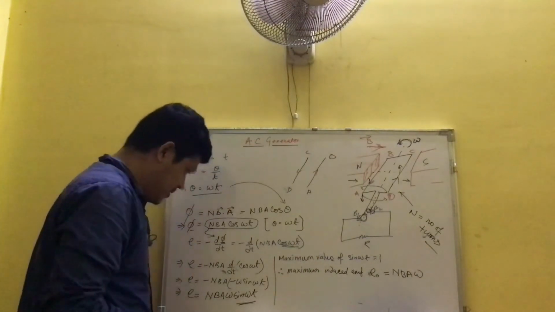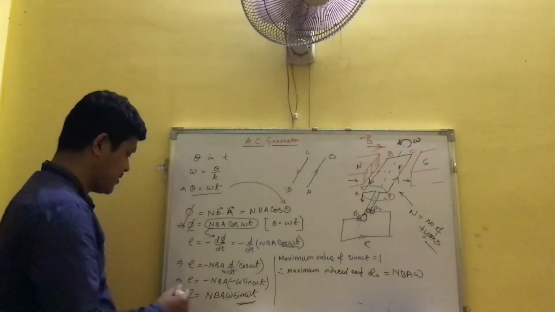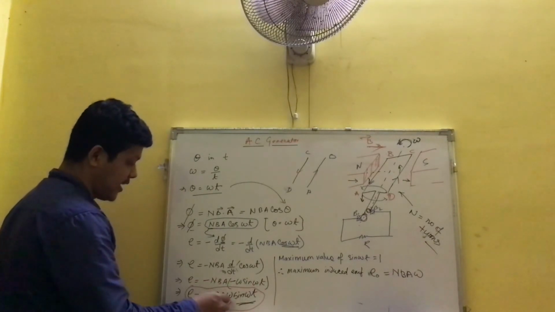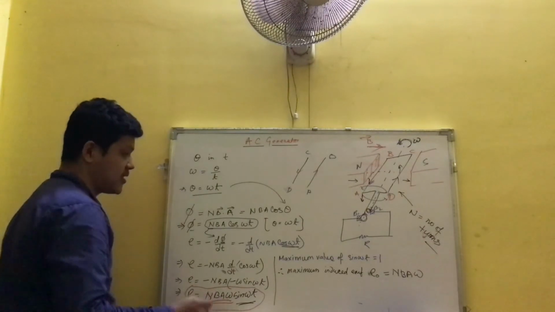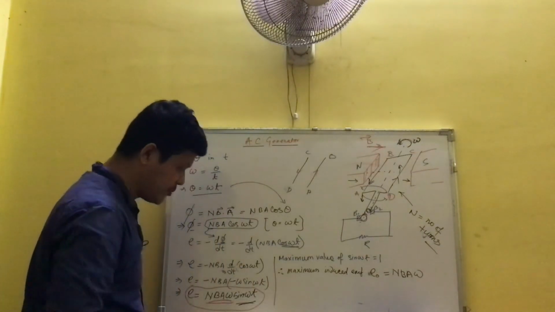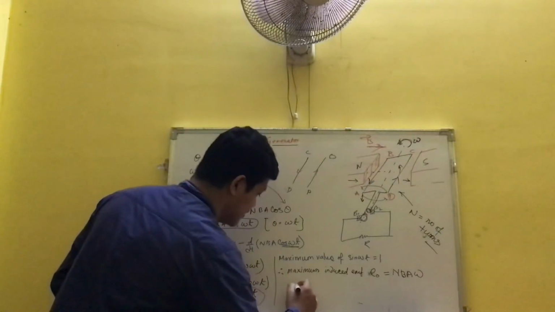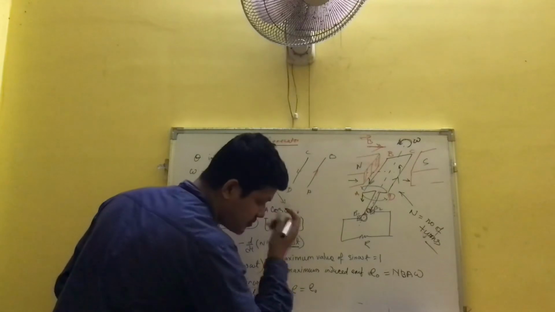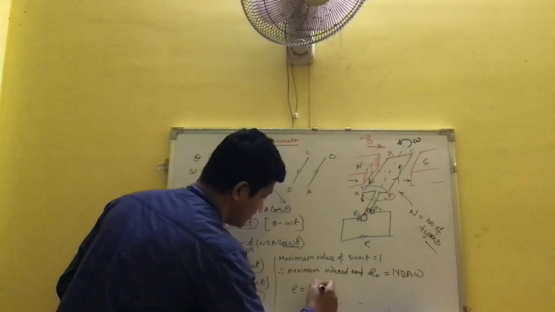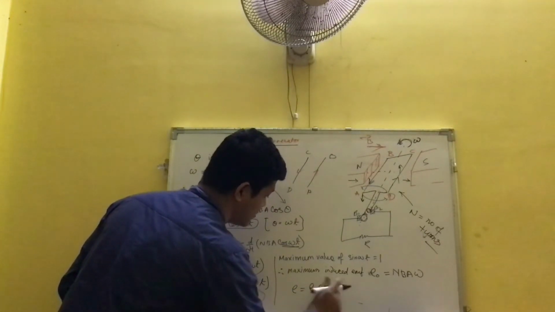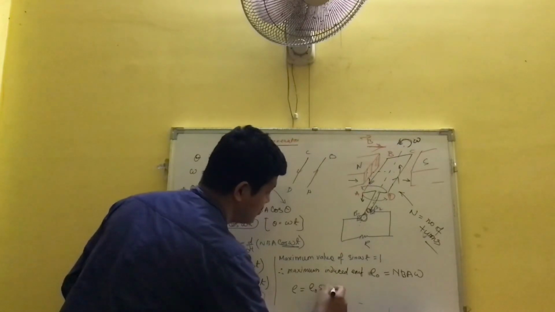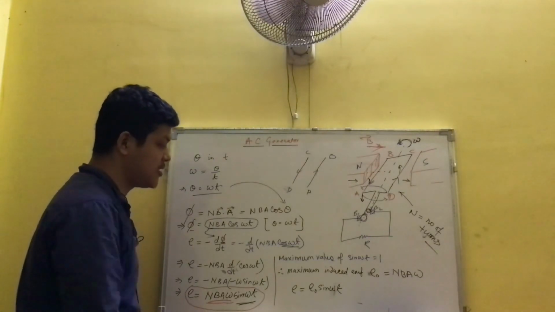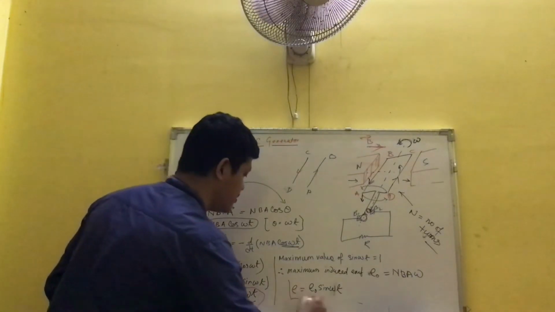So in this expression, this N B A omega part can be replaced by E naught. Then this formula becomes E is equal to E naught sin omega t. So this is the final expression, where E naught is the maximum induced EMF. So I hope you have understood this.